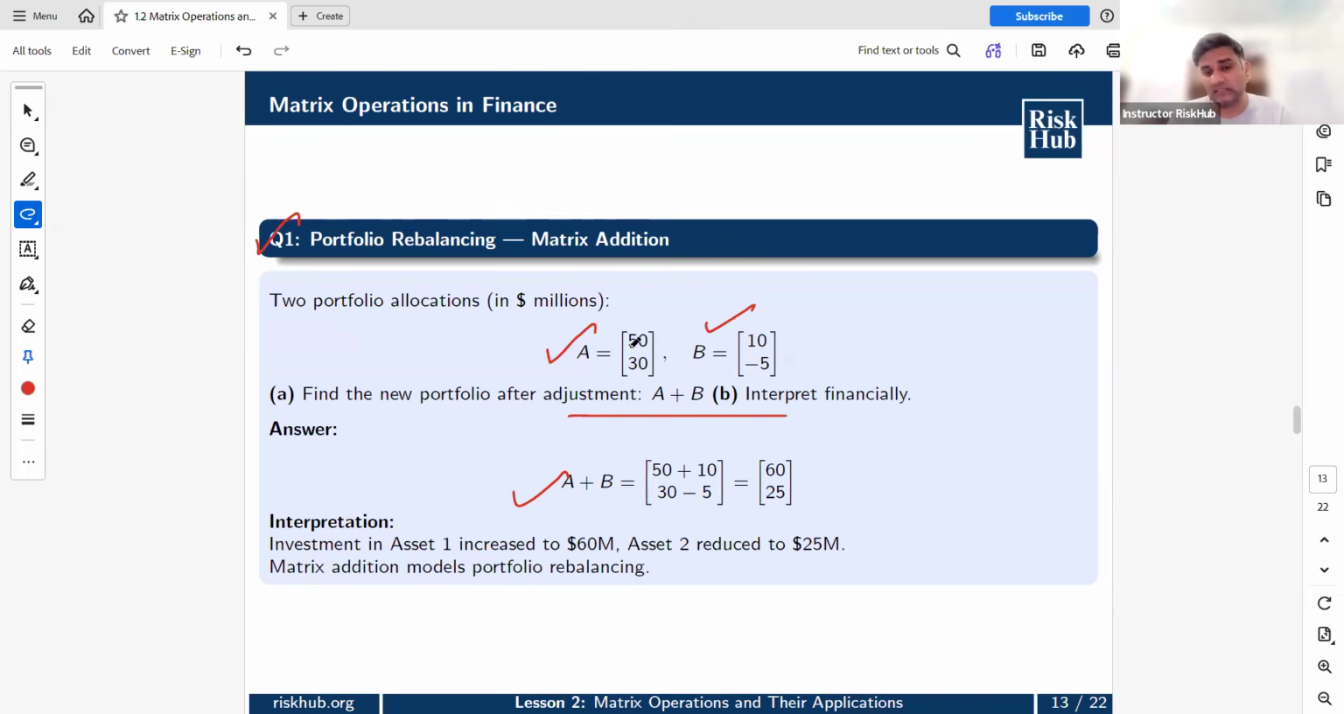A plus B is done. Just add 50 plus 10, 30 minus 5. This we get, right? Please understand, asset 1 increases from 50 to 60, asset 2 reduces from 30 to 25. This is your portfolio rebalancing, right? Simple stuff, right? This happens continuously in your mutual funds, your ETFs, your hedge funds, your pension funds. Rebalancing matrices track your inflows, your outflows, your sector rotation, your tactical positioning.